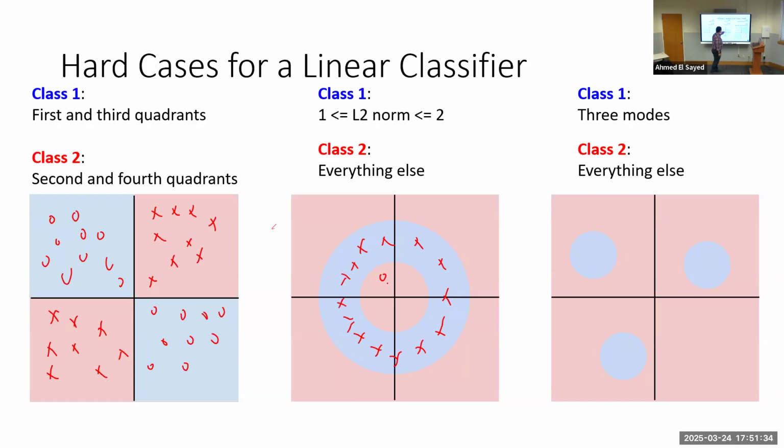Sample for class 2 here. Can you find one line that separates them from each other? Again, the answer is no. Same here. There is no one line that can separate them from each other. So each representation for the classifier has a different meaning.